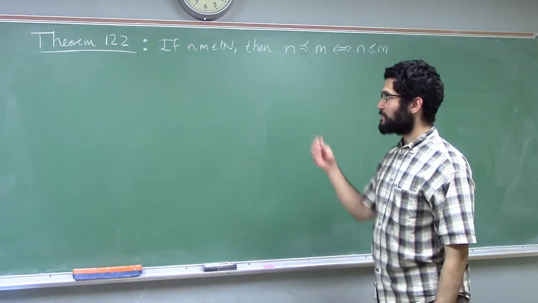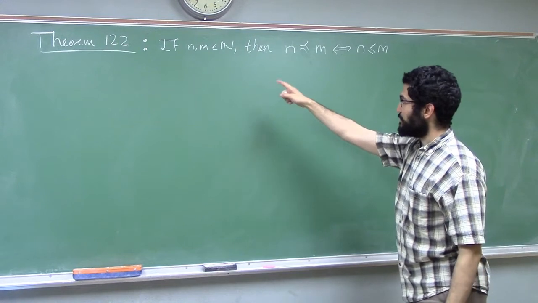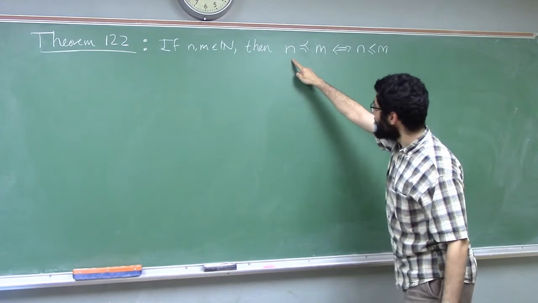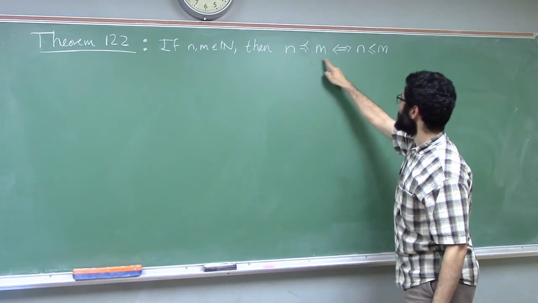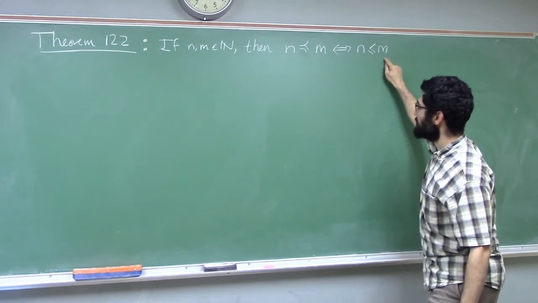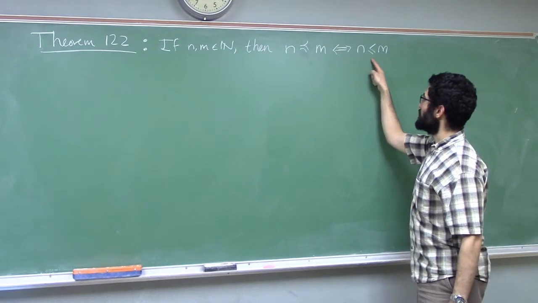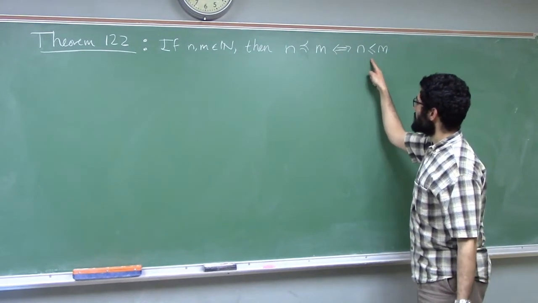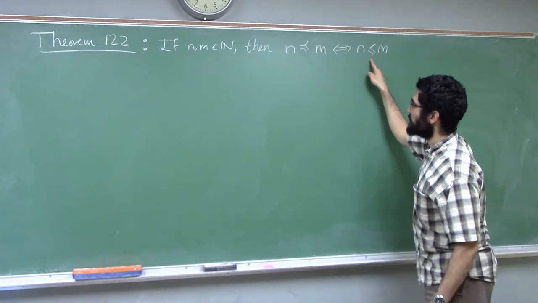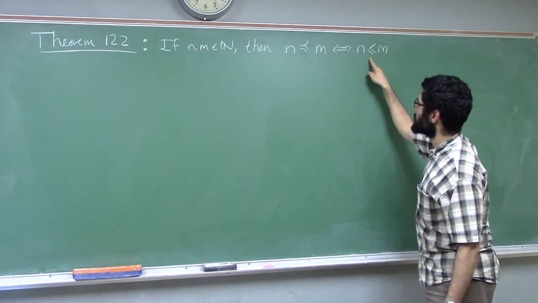Let's prove theorem 122, which was stated last time. If n and m are natural numbers, we will show that n has cardinality less than or equal to m if and only if n as a natural number is less than or equal to m. Remember, this less than or equal to has to do with the ordering that we built, sort of using membership, when we constructed natural numbers. So this is inherent to the way in which natural numbers are ordered.